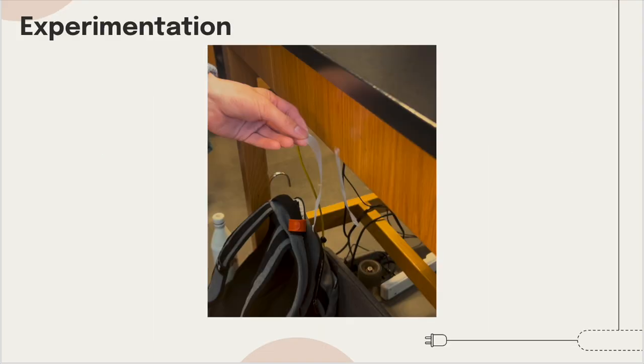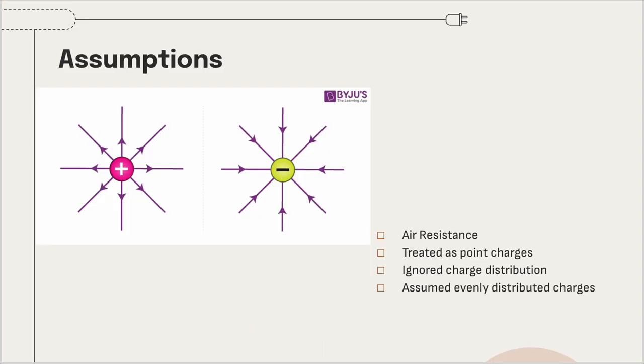For the experiments, we used two U-tapes, each with a mass of 0.02 kilograms. The distance between the tapes was 3 centimeters. The charge on each tape was calculated to be approximately 1 microcoulomb. We also found that the electric force between the tapes was 9.99 newtons.